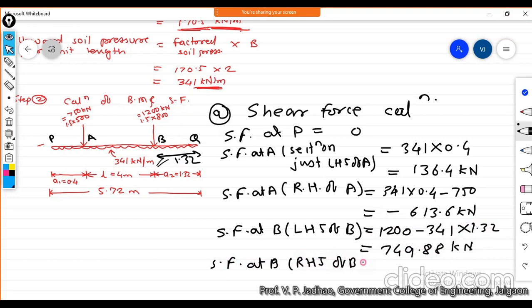And shear force at B, we are considering that the section is on RHS or right hand side of B. We are now considering the section like this. The shear force will be developed only due to this upward soil pressure, and that will be in negative direction. So this will be equal to minus 341 multiplied by 1.32, which is minus 450.12 kilonewton.